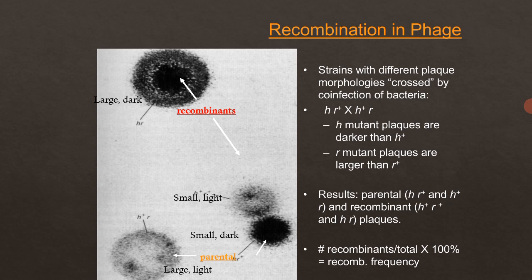This frequency is very, very important, and it has been used for various experiments that we will see later. This frequency will tell us whether the genes responsible for causing this recombination, or the mutation or the variation, are present very far or very close to each other in these cells, right?